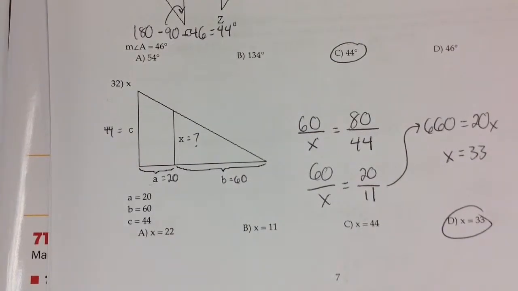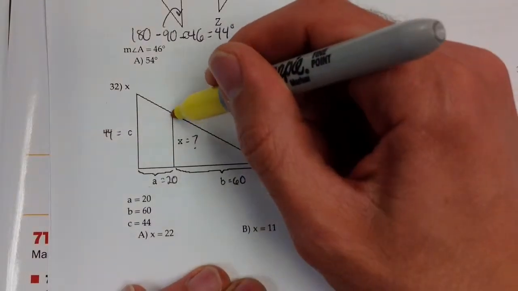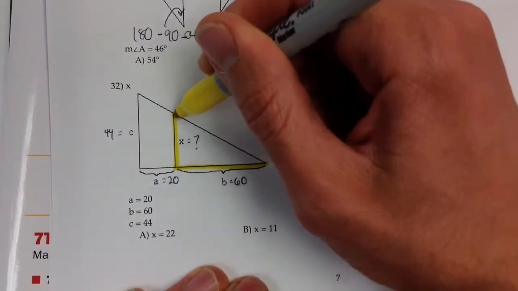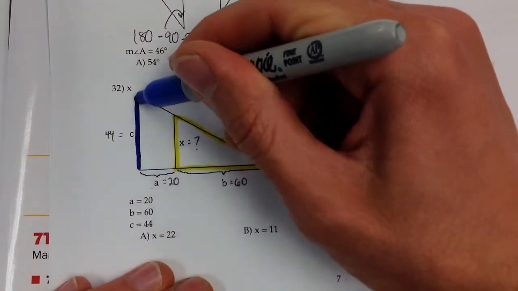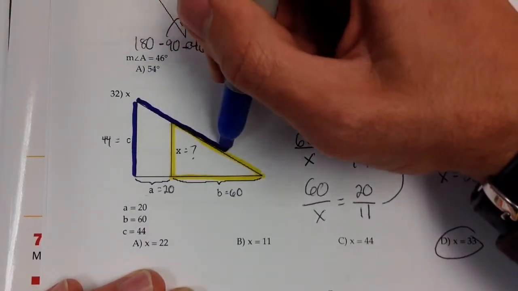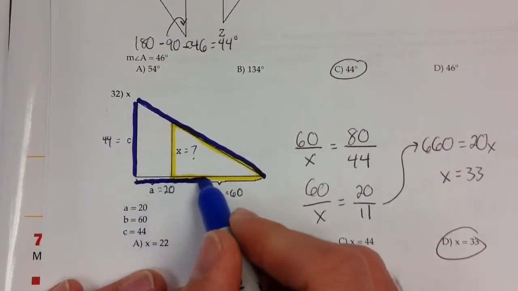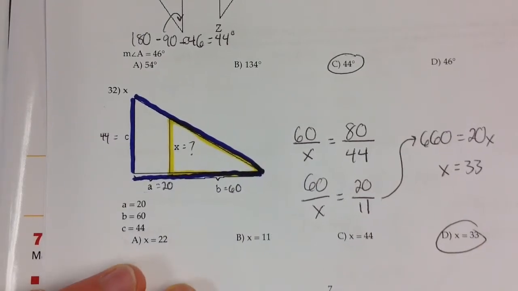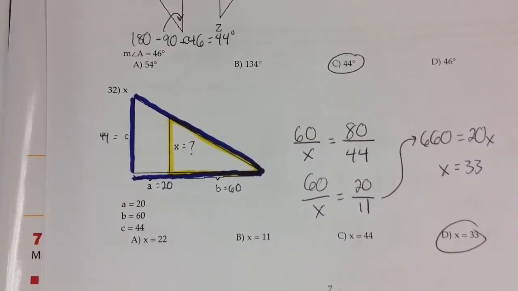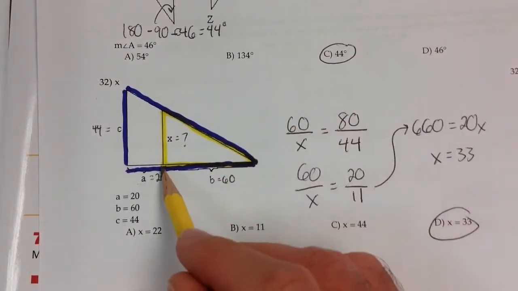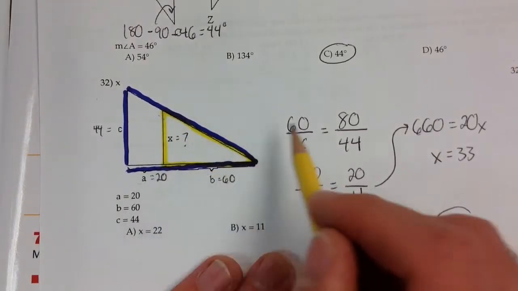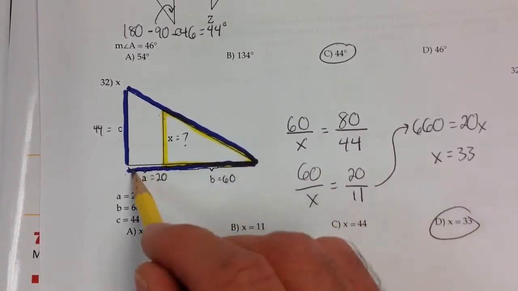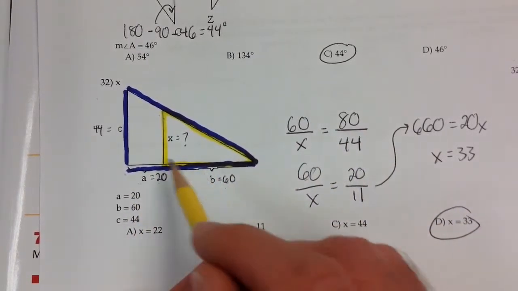So in 32, you have two similar triangles, the yellow and the blue. Therefore, you can set up a proportion to solve for one of the sides. What we did was 60, which is the yellow base, is to x, which is the yellow height, as 80, which is the blue base, you have to add the 20 and the 60, is to the blue height.